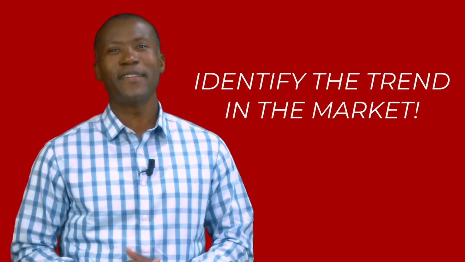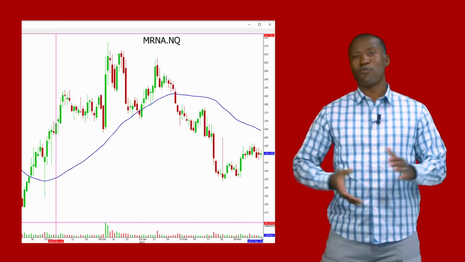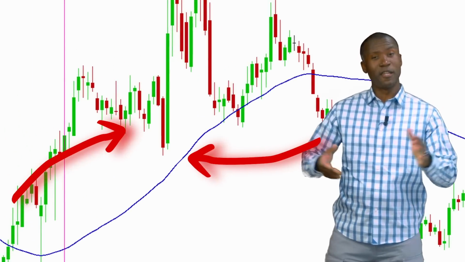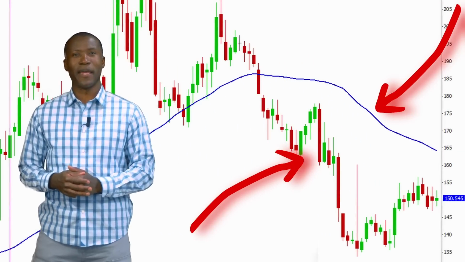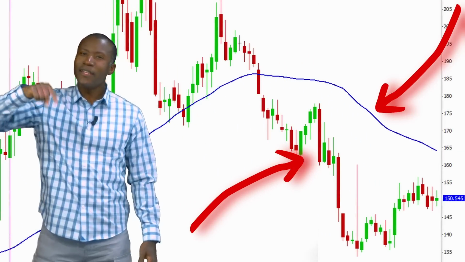Simple moving averages, or SMAs, are commonly used in trading to help identify trends in the market. So when the price of an asset is above the simple moving average, it is considered to be in an uptrend. And when the price is below the SMA, it is considered to be in a downtrend.